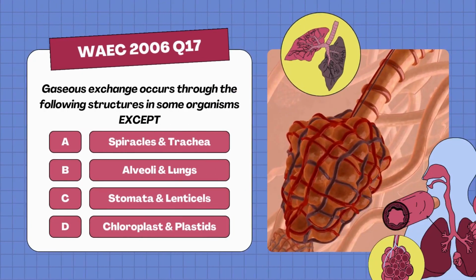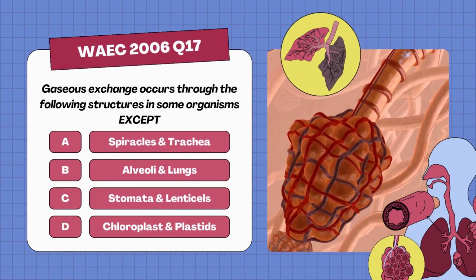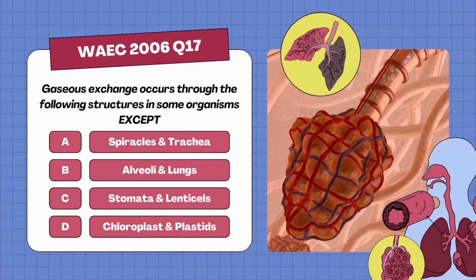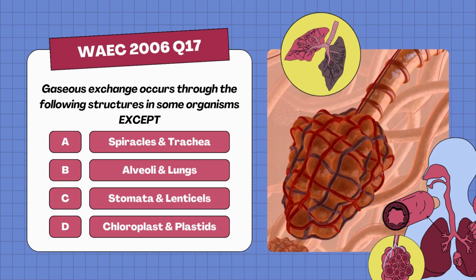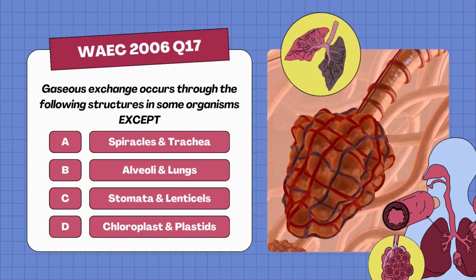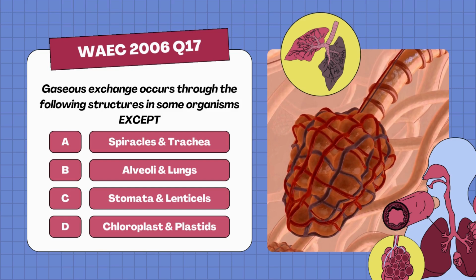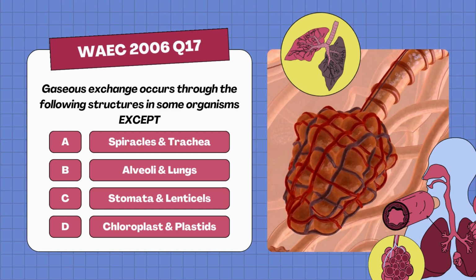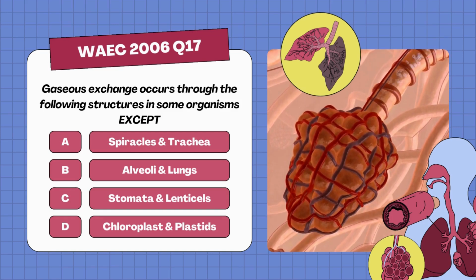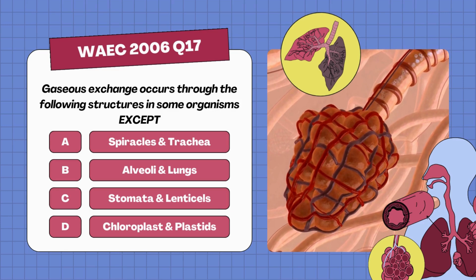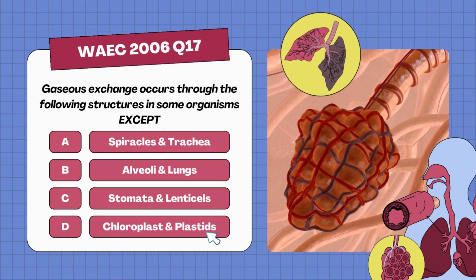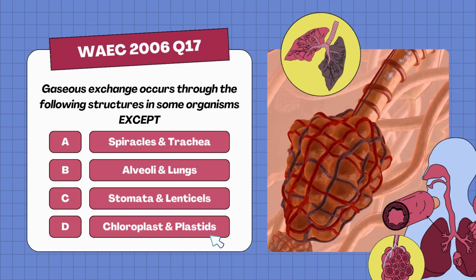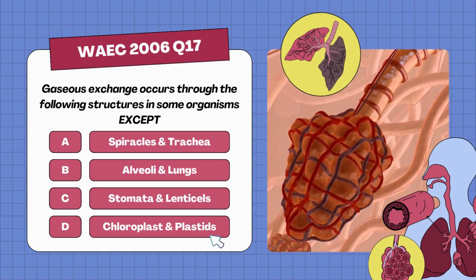Question 17 from 2006. Gaseous exchange occurs through the following structures in some organisms except A. Spiracles and trachea, B. Alveoli and lungs, C. Stomata and lenticels, and D. Chloroplasts and plastids. Look at the pairing of these organs and pick your answer. The correct option is option D, chloroplasts and plastids. Both of them are not involved in gaseous exchange, but in photosynthesis.